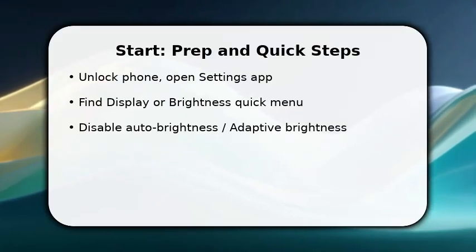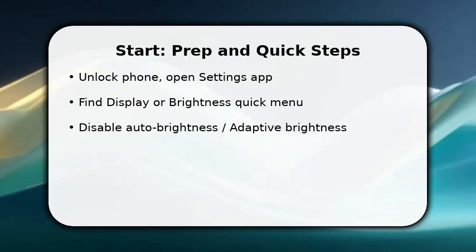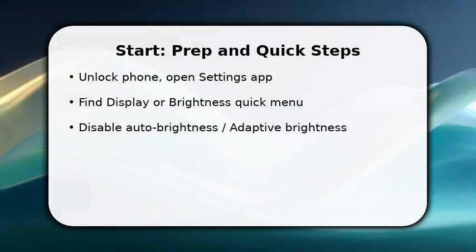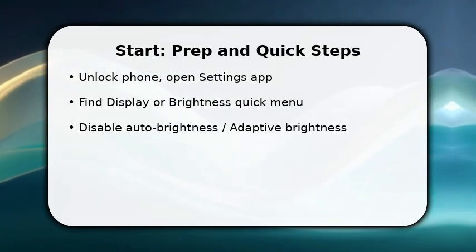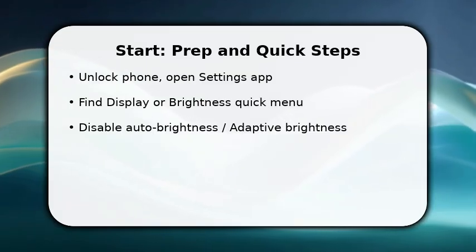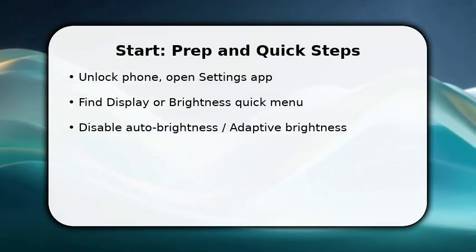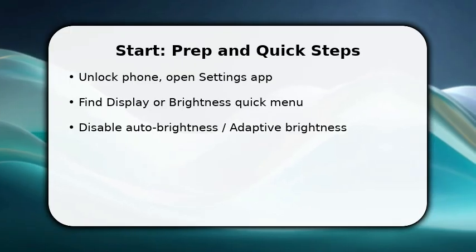You'll begin by opening Settings and going straight to Display. This saves time. Tap Brightness to see the slider and current mode. You need manual control. Once you locate Adaptive or Auto Brightness, turn it off so your adjustments stick.